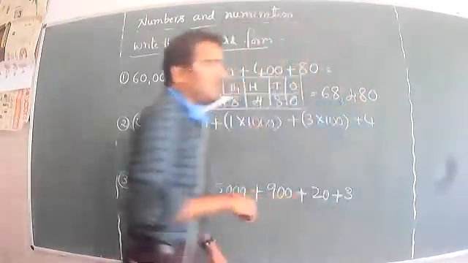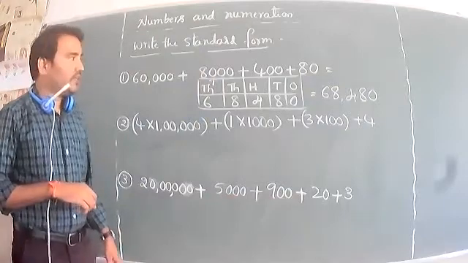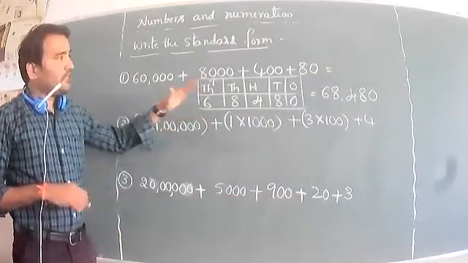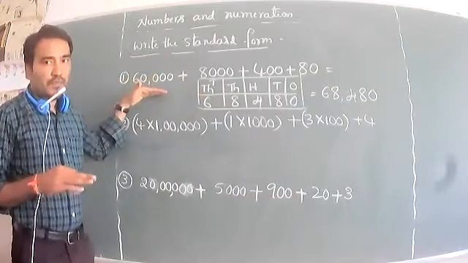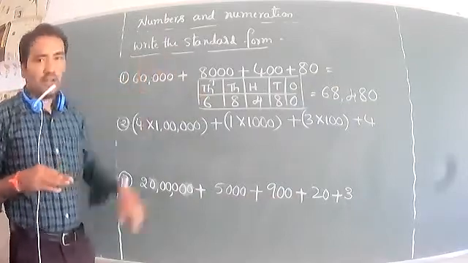68,480. That is the number. So now first we should write the place value chart and substitute the values of each number. So what is given in the thousand or lakh or in the hundred or in the thousand?